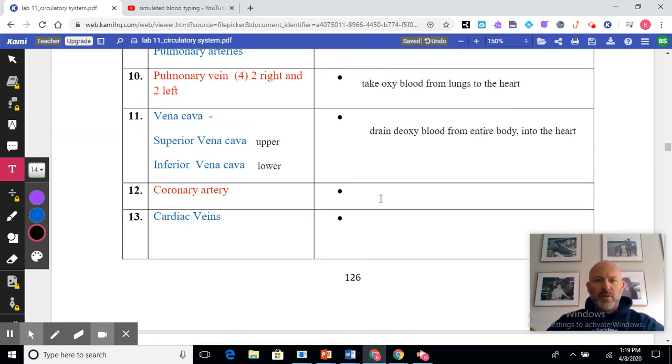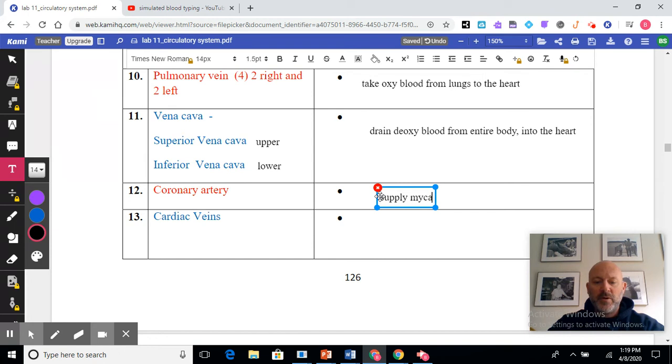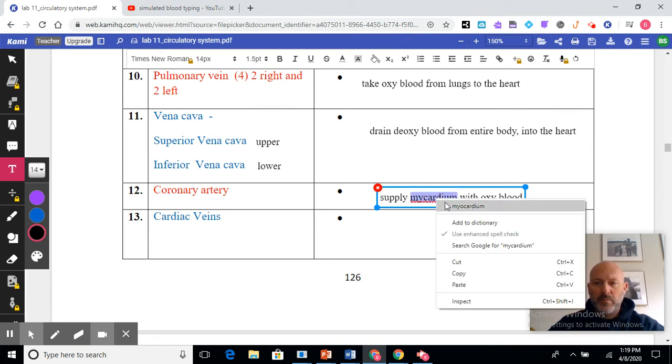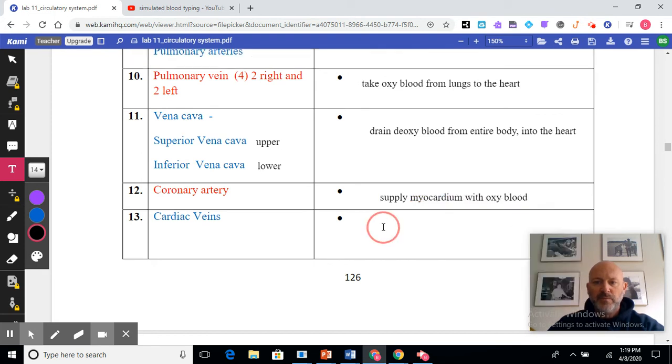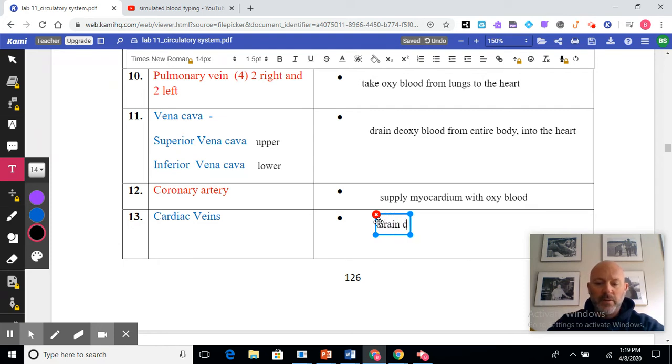Right? Coronary arteries, cardiac veins. Coronary arteries supply the myocardium with oxygenated blood. I forgot the O there. Where the cardiac veins drain deoxy blood from the myocardium. Moving along.